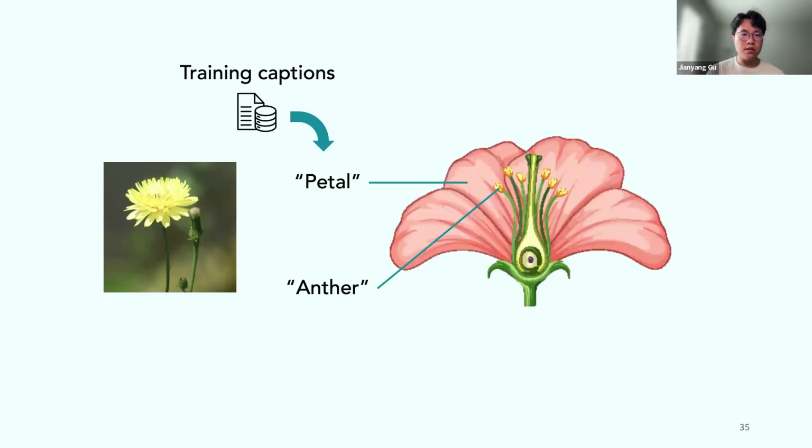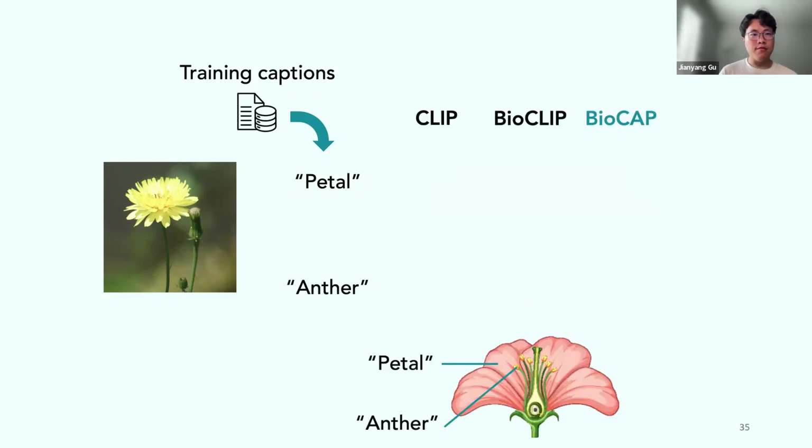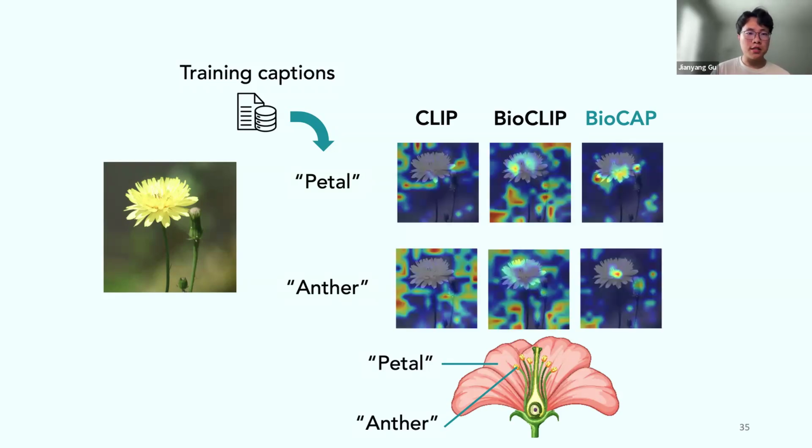So petal and anther are these two parts in the flower, and we want to show that the model BioCap has a very accurate understanding of these concepts. So we try to make the model explain these two concepts. And we can see that the CLIP model and BioCLIP model don't actually know what these two things are because these two concepts are probably not in their training data. In comparison, BioCap has very accurately captured where in the image trigger these two concepts.